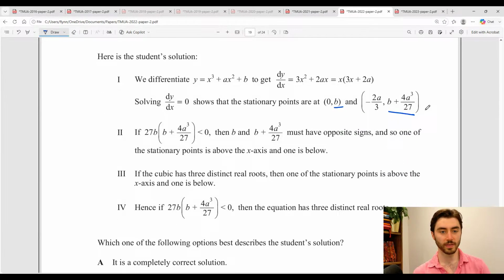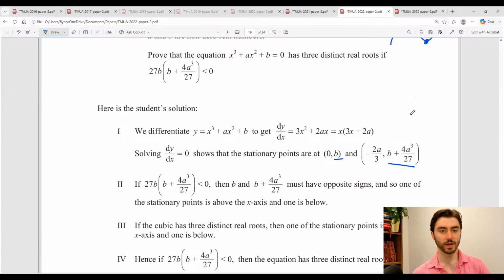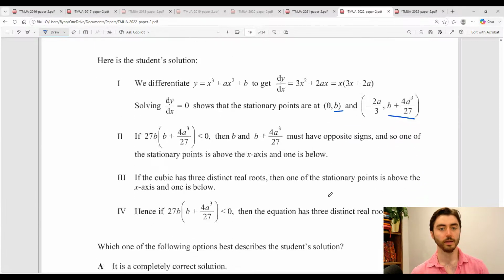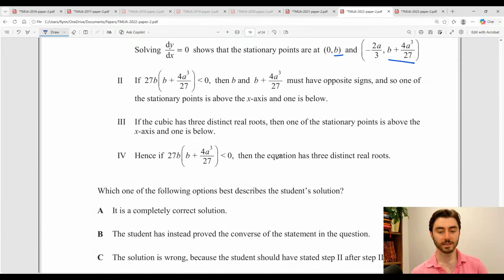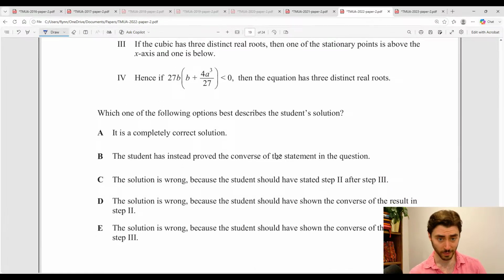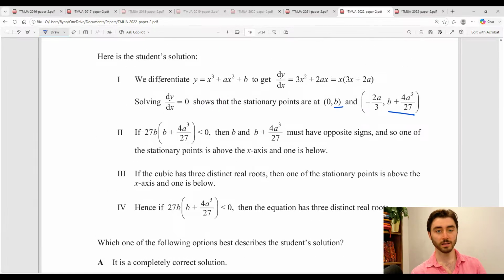So we differentiate and find this. Now if this thing is less than 0, then these things have opposite signs, which is true. And so one of the stationary points is above and one is below. That is a true statement. If the cubic has 3 distinct roots, then one is above and one is below. That is a true statement. Hence this. But the reason why it doesn't work is because we got to here, and that flowed logically into 2.